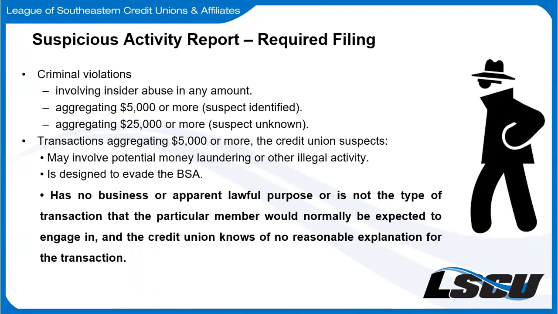may involve potential money laundering, which we defined at the top, or other illegal activity, which is pretty expansive, designed to evade the BSA. That is where structuring comes into place and trying to stay underneath the $10,000 CTR threshold. And also the last one in bold, no business or apparent lawful purpose, not the type of transaction the member is expected to engage in, and the credit union cannot come up with a reasonable explanation for the transaction. And that is where our knowing our members piece comes into play.